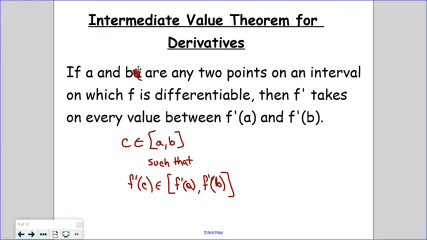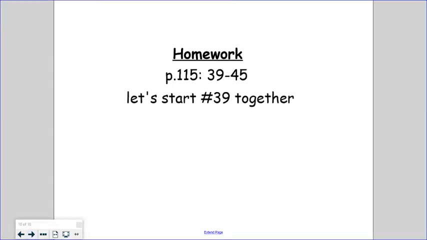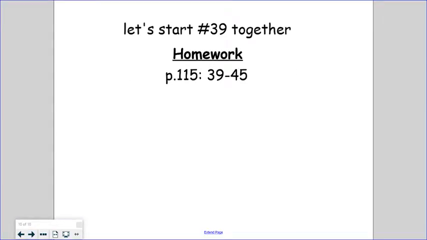Any questions on that? When you're done getting that in your notes, we are actually going to start your assignment together. So if you'll find wherever you are going to do your assignment. We are going to start on page 115, and we're going to start the first problem together, which is number 39.